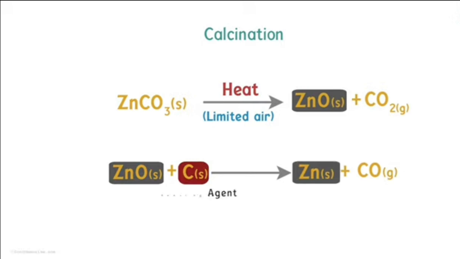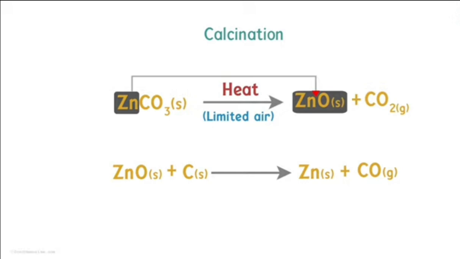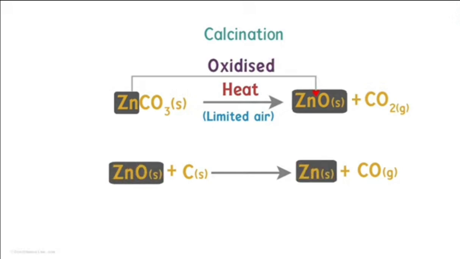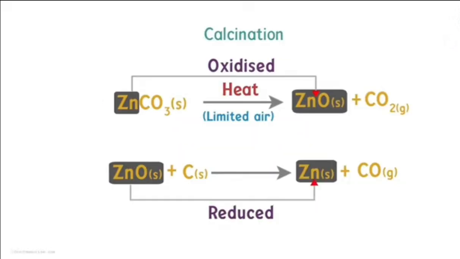As we see in the first reaction, the zinc is oxidized to zinc oxide. But when we compare the second reaction, zinc oxide is reduced to zinc metal. When the metal oxide is strongly heated in the presence of coke, which is a form of carbon, it is called smelting.